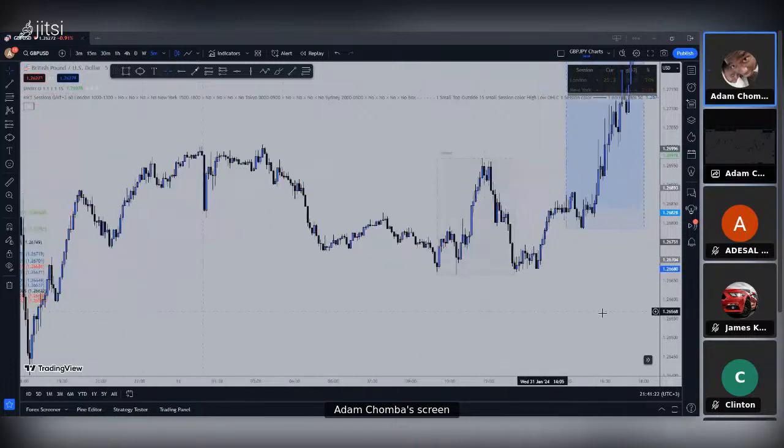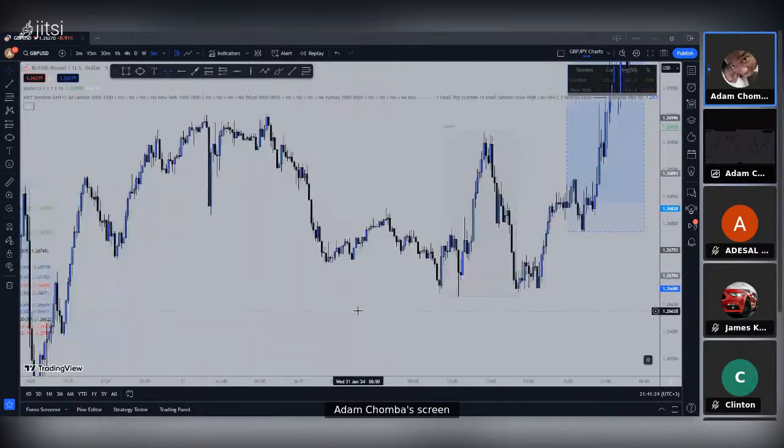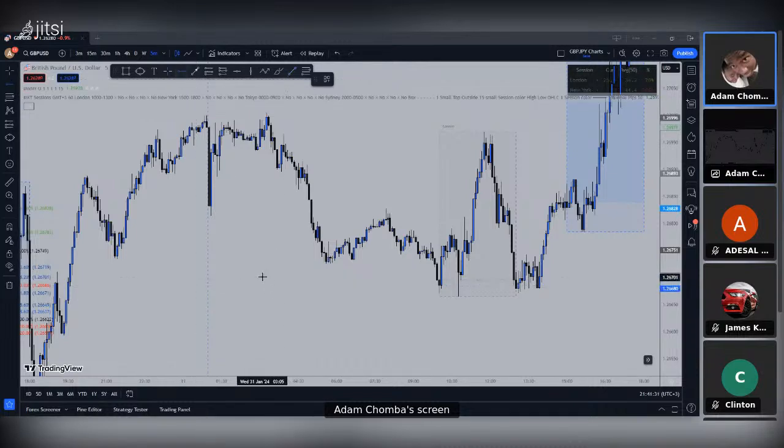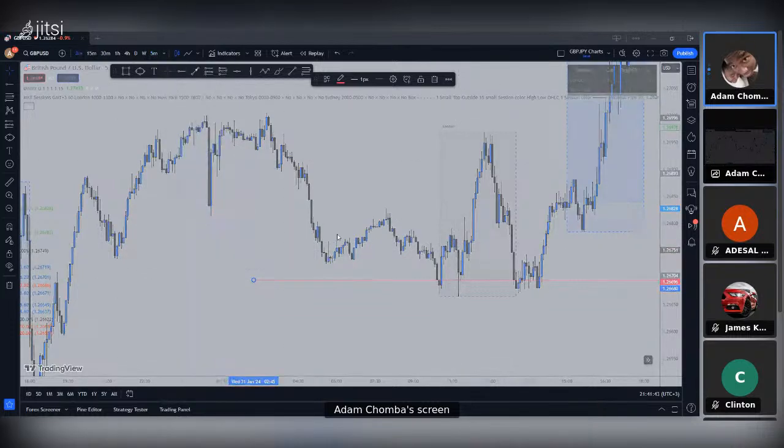Wednesday was a very interesting day because we had the low of the day here being tested the first time. Okay. It was tested the first time, market didn't break structure, came back again. So if you open the 3-minute on this, we can see.